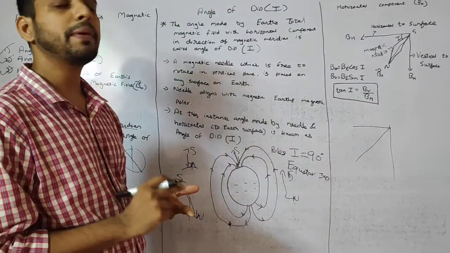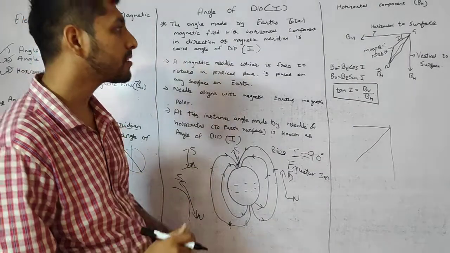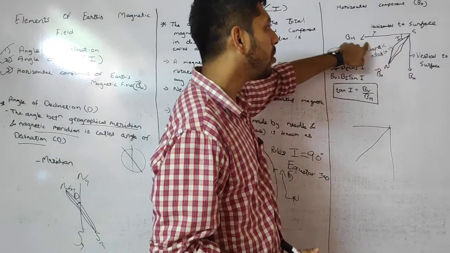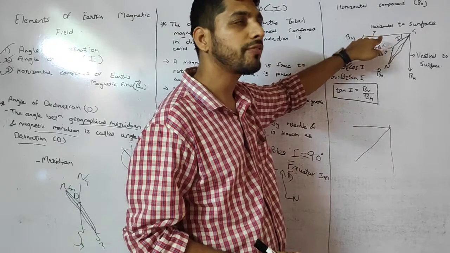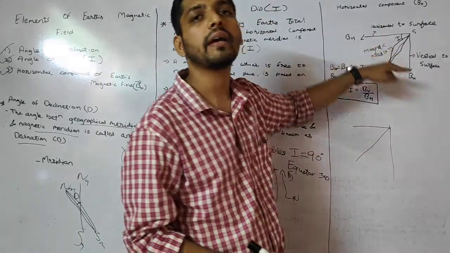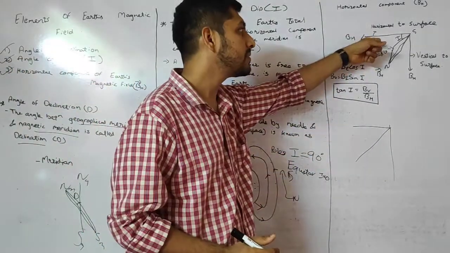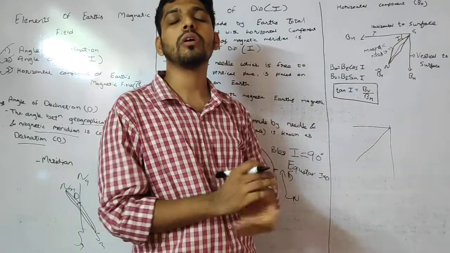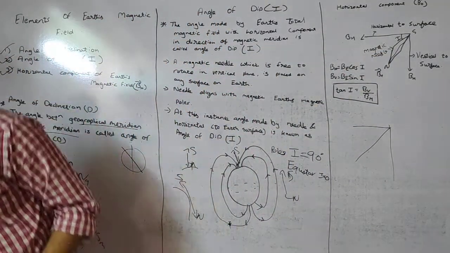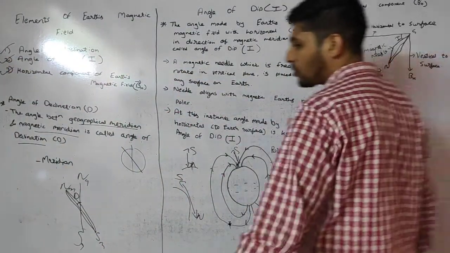The angle of dip is the angle made by the magnetic needle with the horizontal surface. Here you can see this is the magnetic needle and this is the horizontal to the surface, that is the horizontal component. The angle between them is your angle of dip. Here you can also say that this is generally parallel to the surface of the Earth.